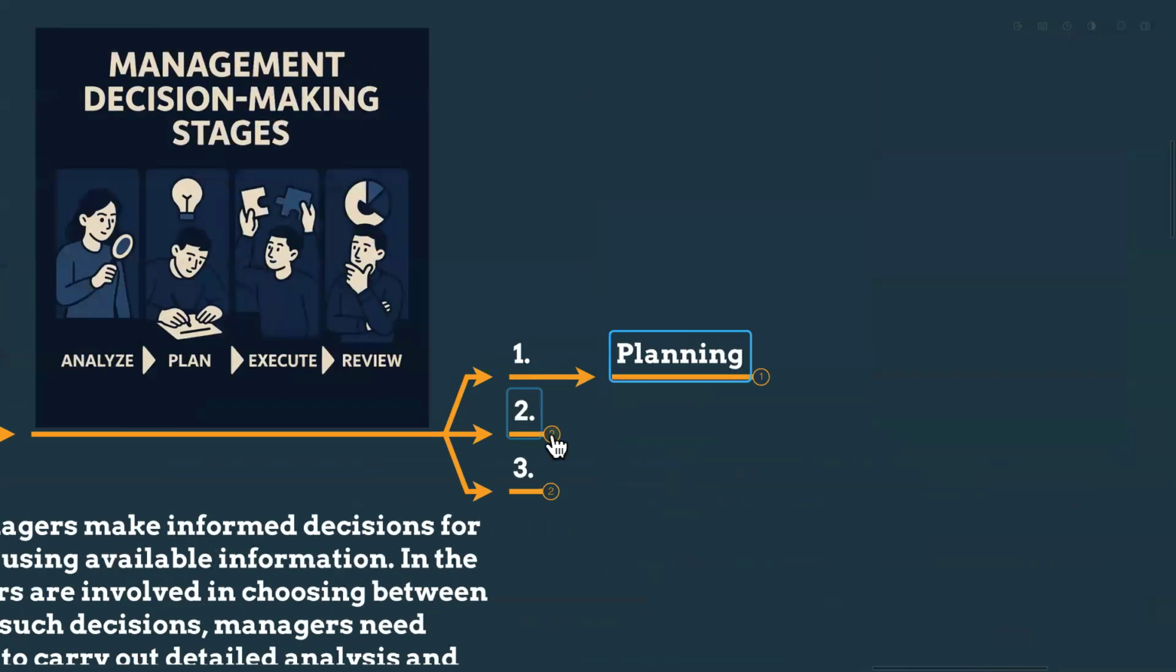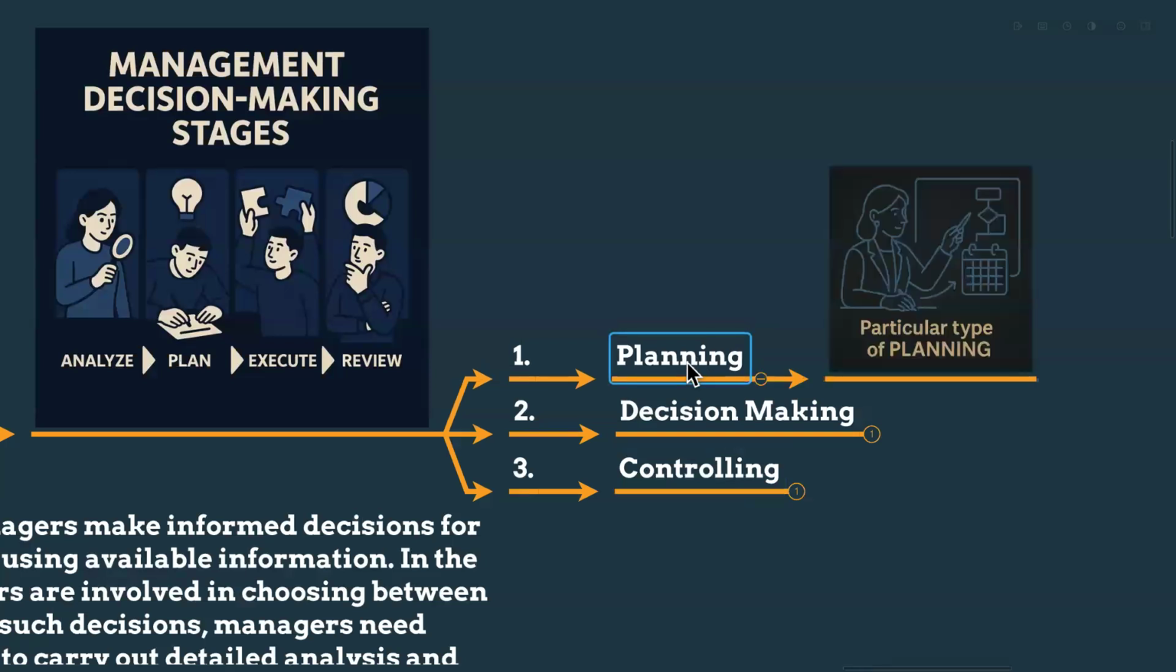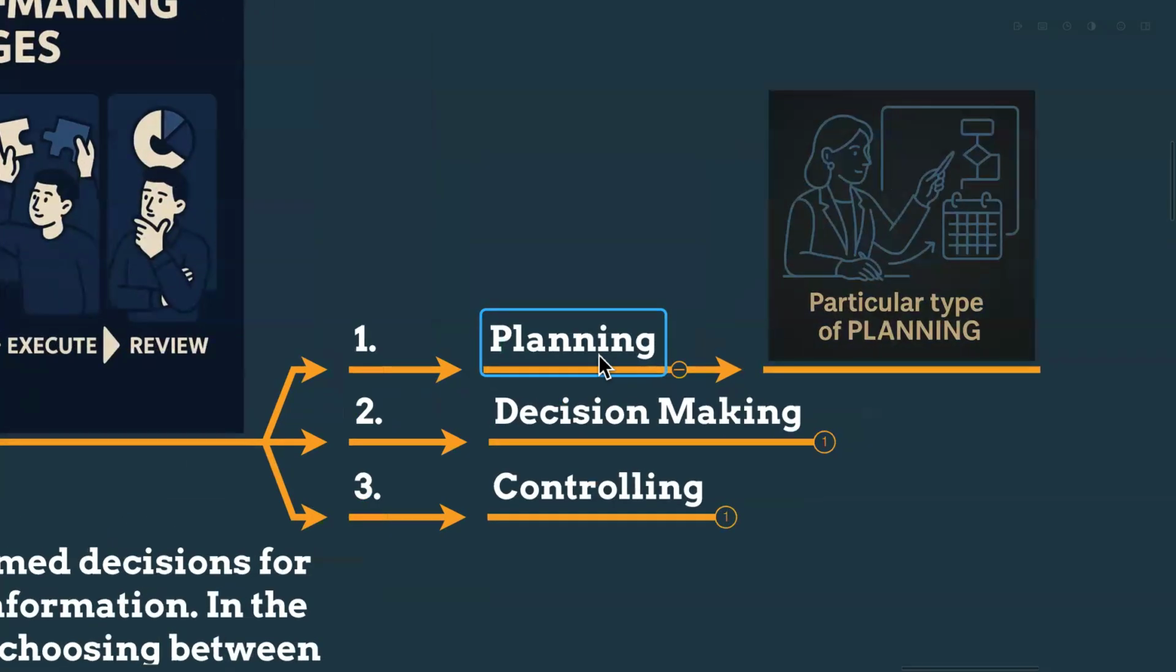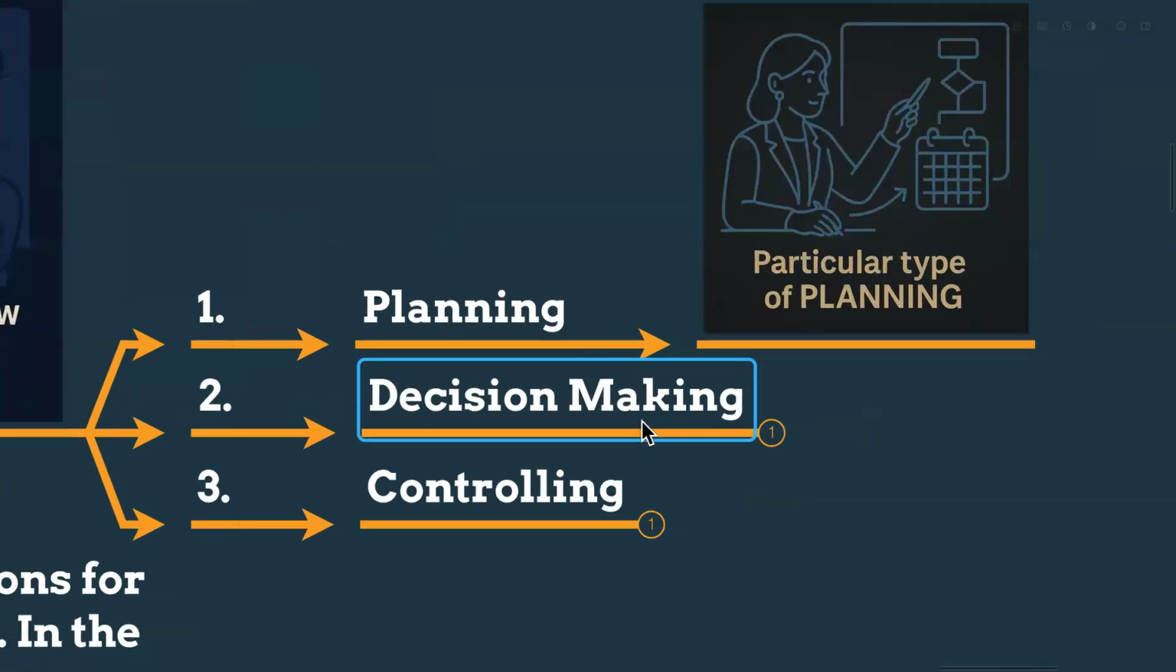The first one is planning, decision making and controlling. For example, they will do some particular type of planning, right? For example, today is Saturday, so you are planning, okay, for my restaurant, more tourists will come, so I need to arrange some extra ingredients for my restaurant's food. So that is about a particular type of planning.